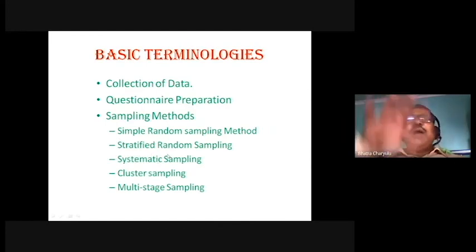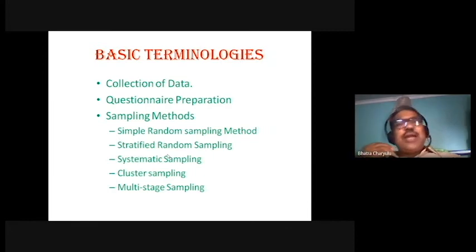For systematic sampling, I have the observations of the population. I give numbering to them and select particular numbers sequentially. Let's suppose I want to conduct an exit poll.